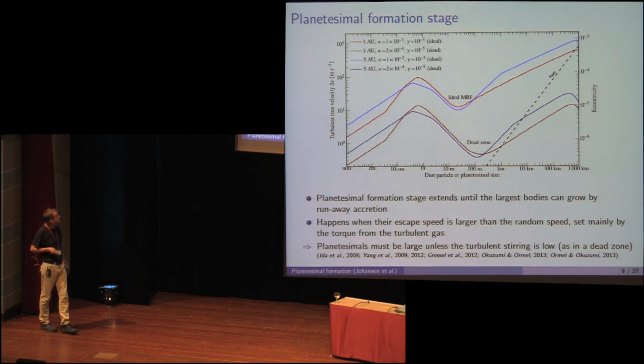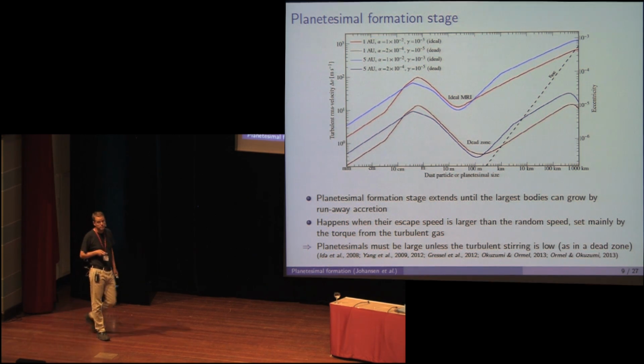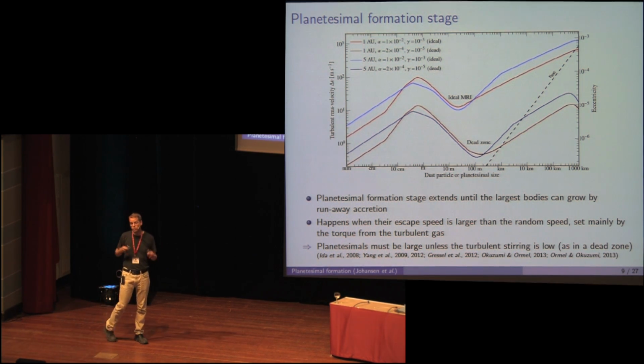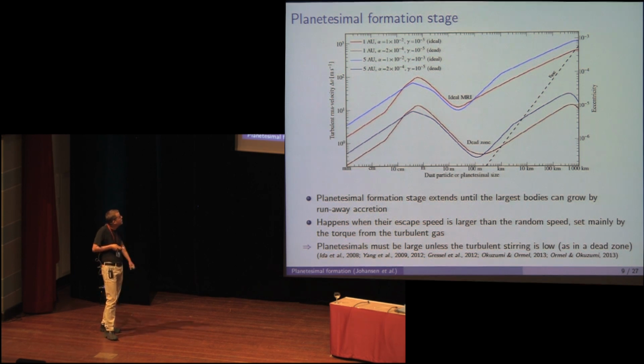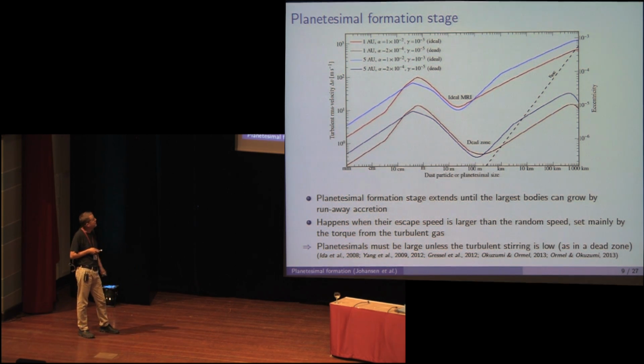Now, as we heard yesterday, of course, this ideal MRI situation is maybe a little bit outdated now. We maybe believe more that there's a huge dead zone and that maybe disk winds are driving the angular momentum transport. So one can parameterize what happens inside a dead zone in this plot here. By the way, the two lines are 1 AU and 5 AU. Inside of a dead zone here, it gets a little bit better.